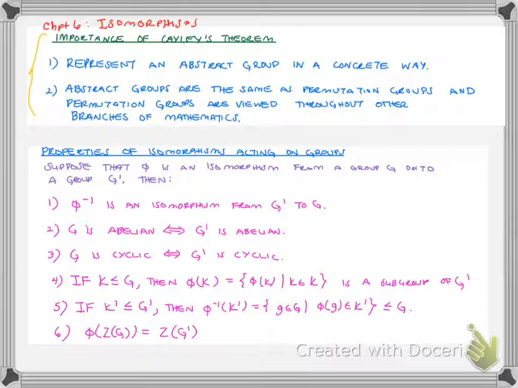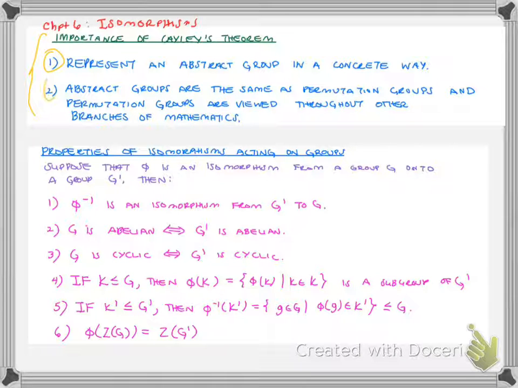So the importance of Cayley's theorem is that it's used to represent an abstract group in a concrete way. That theorem is important because any group we can think of is going to be isomorphic to a group of permutations. And we're familiar with the structure of permutation groups and how they operate. So we can take some abstract group and represent it in a concrete way, because we can ideally convert it to a group of permutations, because isomorphic means that it's the same form, right? We talked about that. Okay, so that's the first part of the importance of Cayley's theorem.